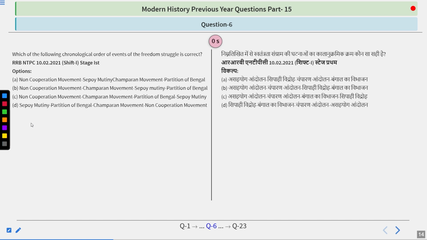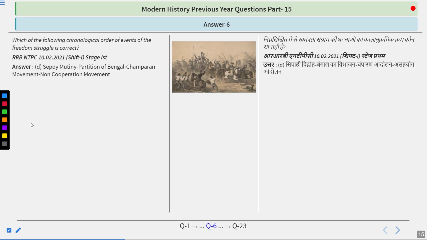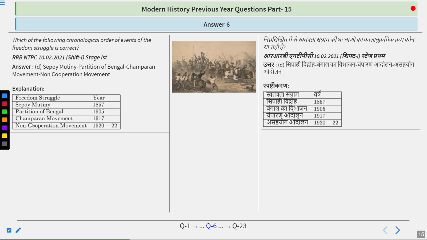And I guess the answer you are giving is right, because the answer starts with the Sepoy Mutiny. That was in 1857. After that, partition of Bengal, that was 1905. Champaran movement, 1917. Non-cooperation movement, 1920. So as I said, the years are as follows. So the answer is D.